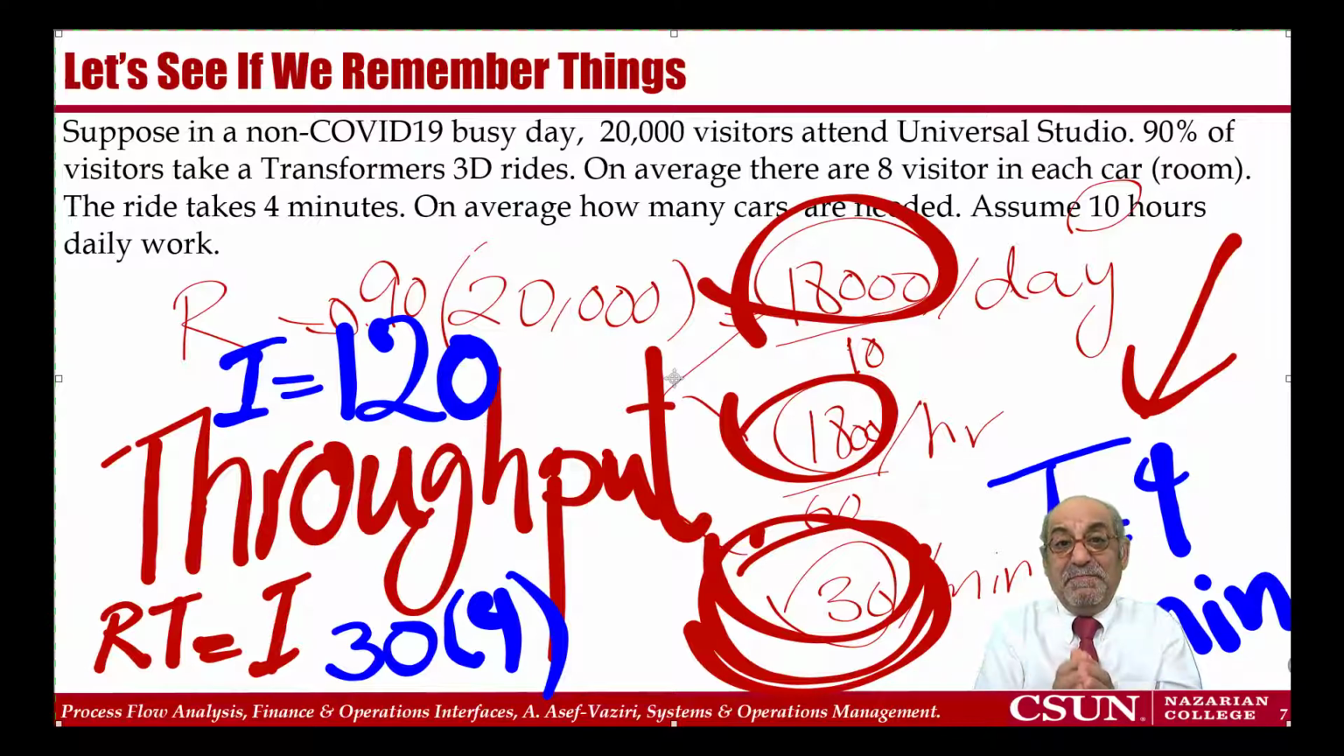On average, how many visitors are in each car? 8. So 120 divided by 8 is 15. We need 15 units of these cars.